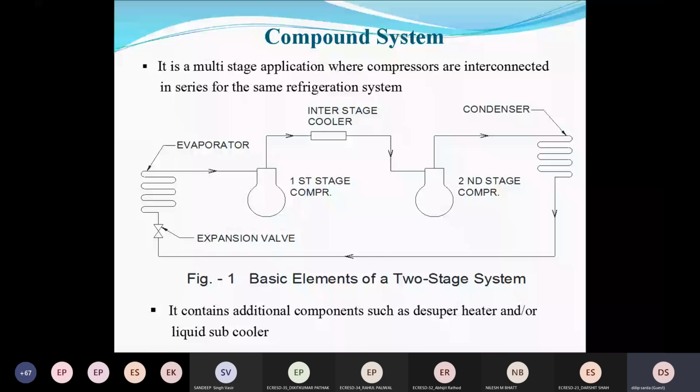So the evaporator gas is going to the first stage compressor. Then there is an exchanger known as the interstage cooler. After interstage cooling the refrigerant, we are sending that again to the second stage compressor, and from that it is going to the condenser, then receiver, expansion valve, again going to the evaporator. It contains additional components such as desuperheater and or liquid subcooler. Here it is the desuperheater only in this diagram.